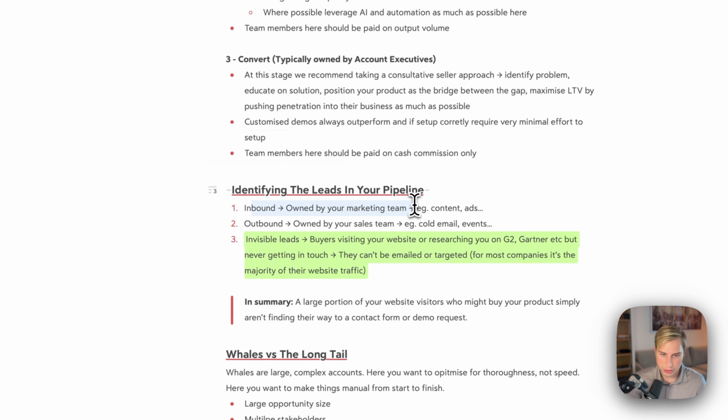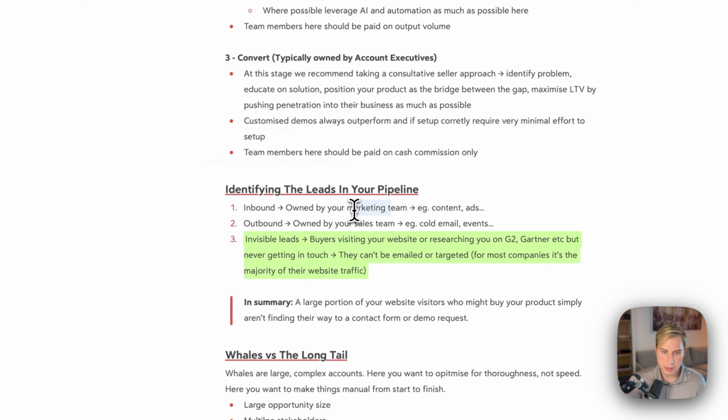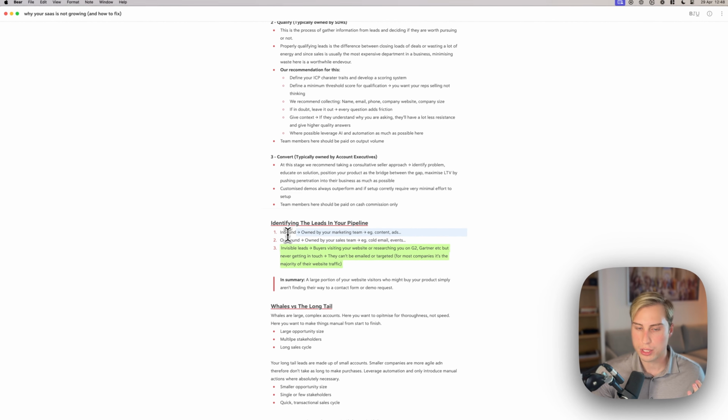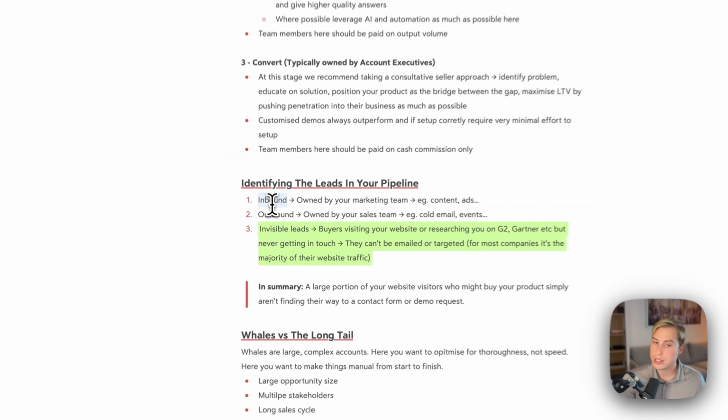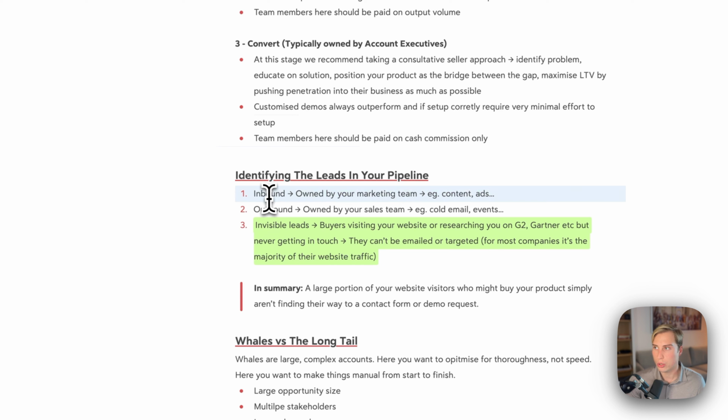The first is inbound. These are usually owned by your marketing team, and they come from things like content, SEO, paid ads, social media, etc. These leads are usually very, very easy to close. They're very nurtured, very warmed up, they really trust you, like you, etc. Very easy to sell to, and they're usually low churn as well, which means high value, right? Great. Now, outbound. This is owned by your sales team, okay?